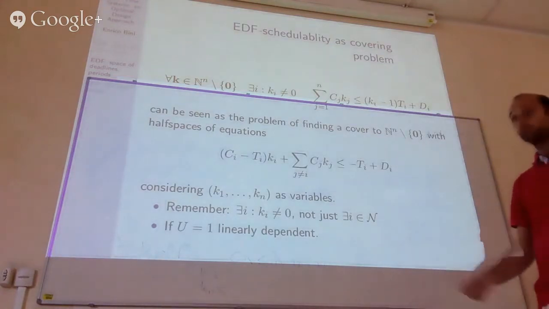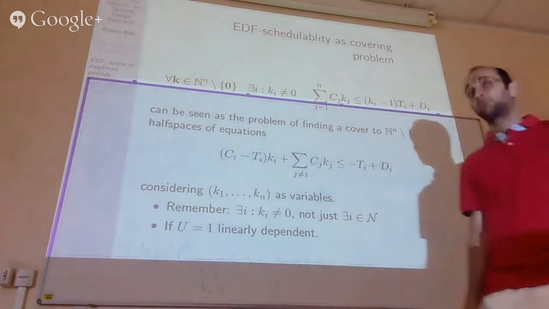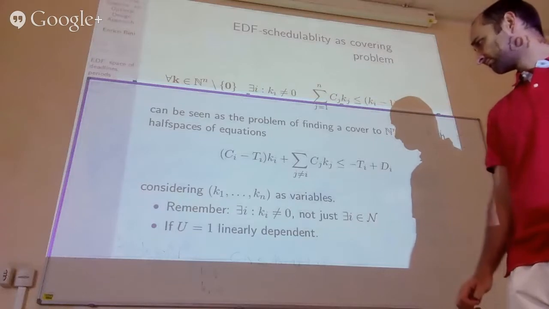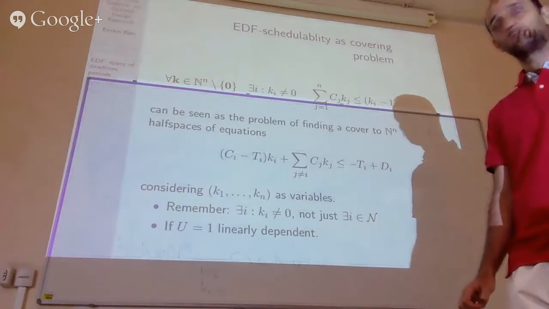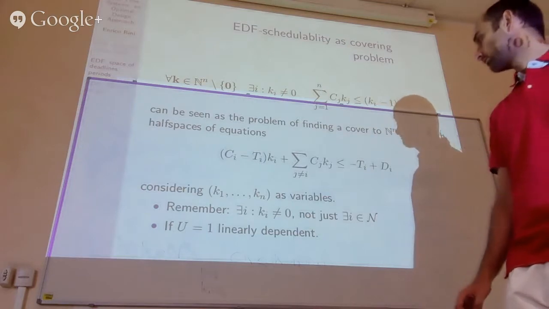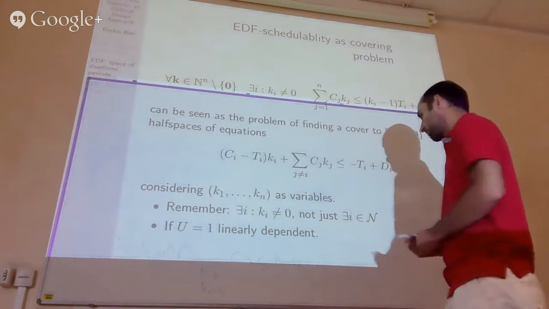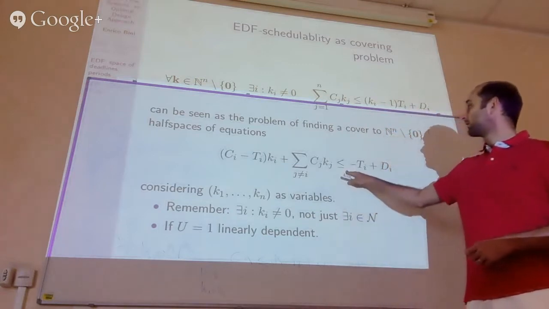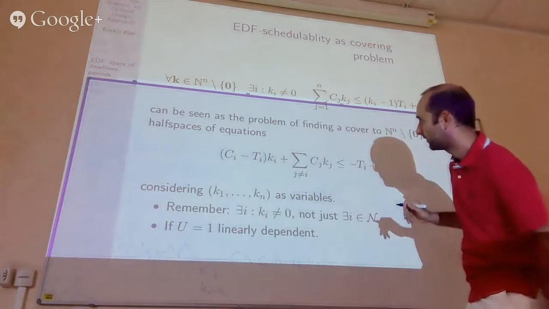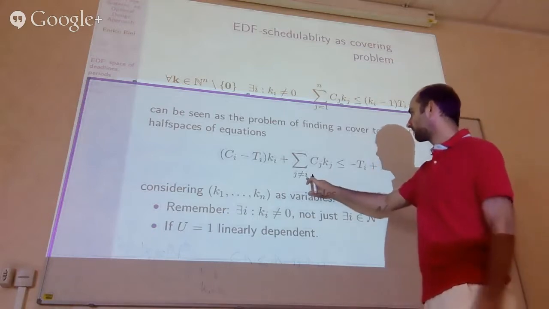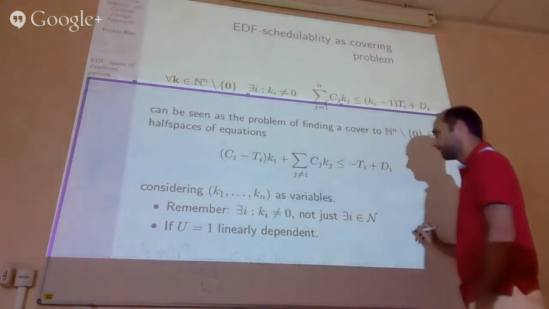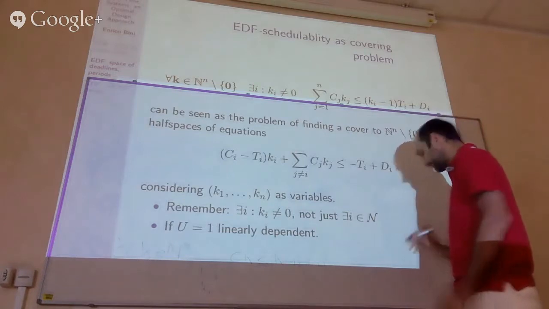Yeah. But this condition, I'm checking with one example: if C equal to 2, P equal to 2, and the deadline is higher than the time period, then it is giving 0 less than or equal to minus 1. No, not this one. The ci minus ti. Oh, let's see. Okay, maybe I may have made some mistake. Okay, look, for one task you don't have this, right? So ci minus ti.